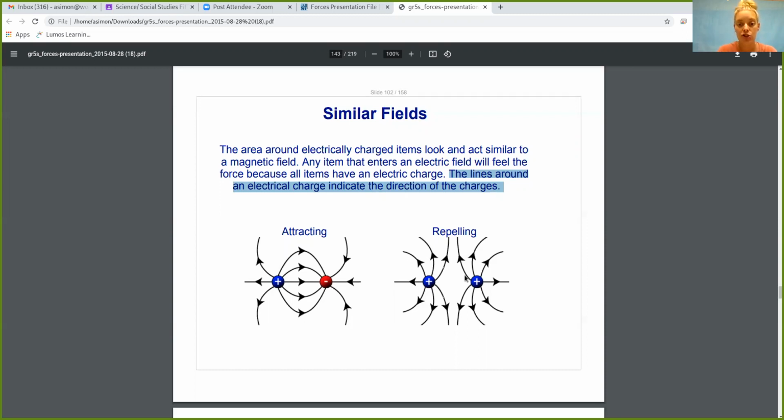Now remember, like charges are going to repel. They're going to push away from each other. So a positive and a positive, or a negative and a negative, are going to repel. We can see that from our electric field lines here because the arrows are pushing away from one another. So again, like charges are going to repel, and unlike charges are going to attract each other. They want to find each other.